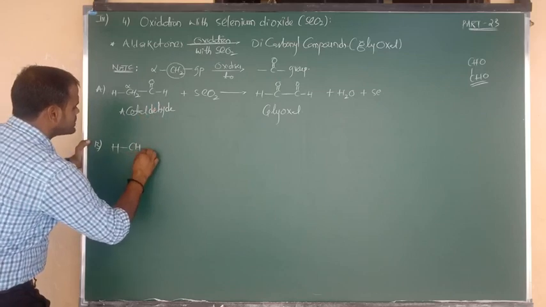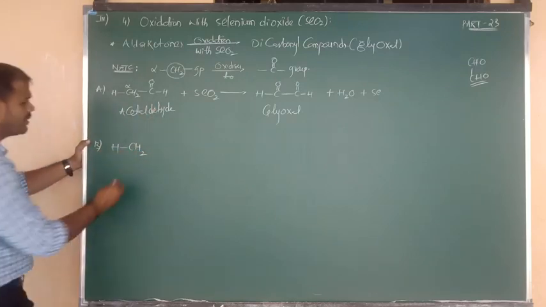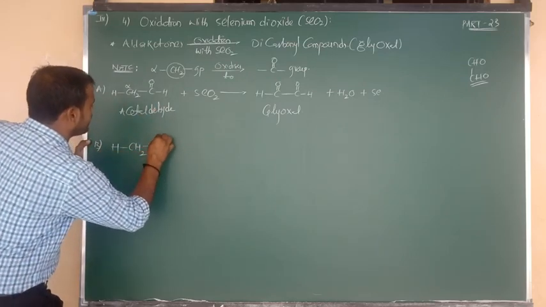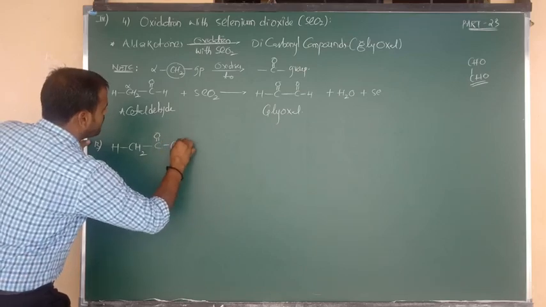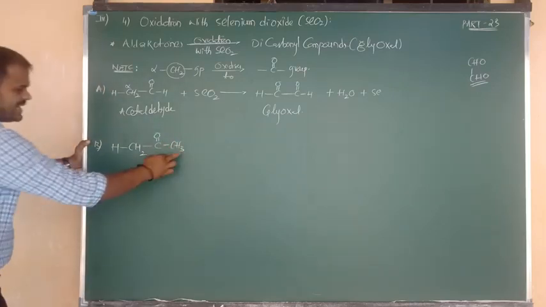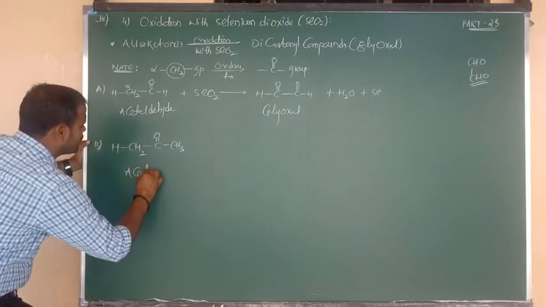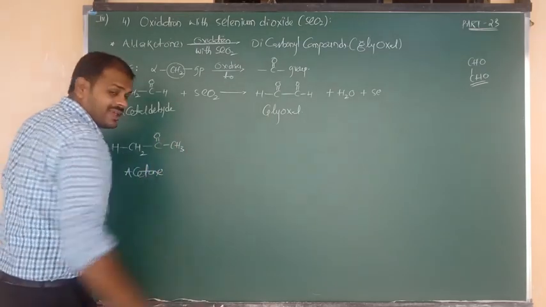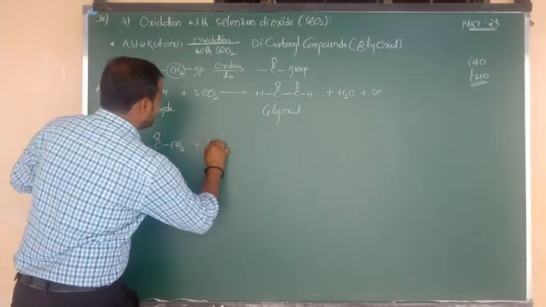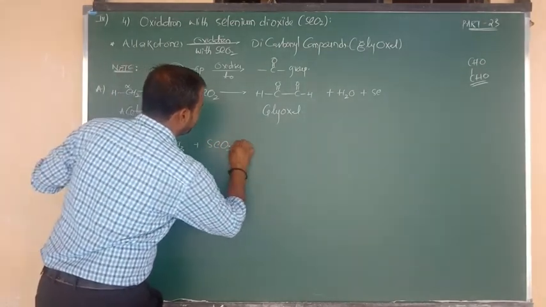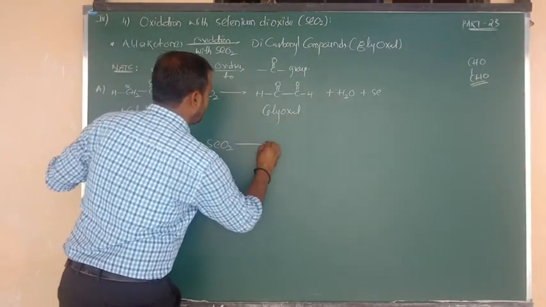H bonded to CH2 means overall we can say CH3 only. Yes, beta. Again it is connected to C double bond O, C double bond O bonded to CH3. CH3 C double bond O CH3. The compound name is acetone. So acetone upon oxidation with selenium dioxide, that is nothing but SeO2.